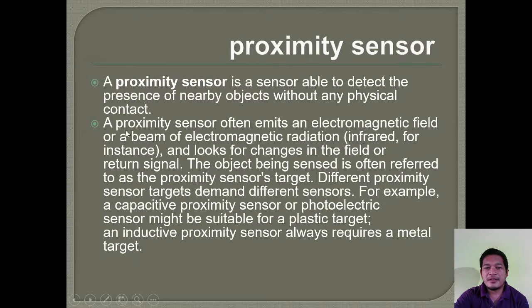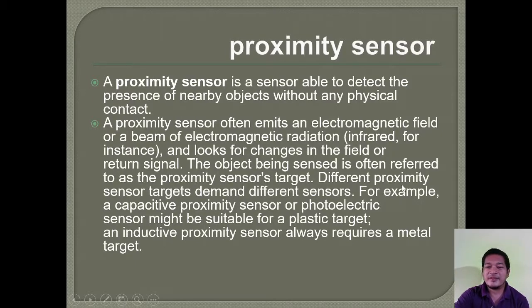Okay, let's discuss what is a proximity sensor. A proximity sensor often emits an electromagnetic field or a beam of electromagnetic radiation, usually infrared, for instance, and looks for changes in the field or return signal. The object being sensed is often referred to as the proximity sensor's target.